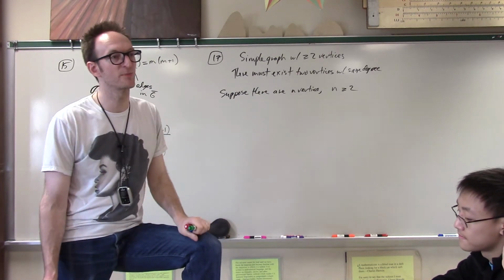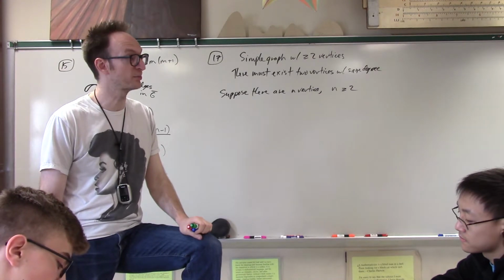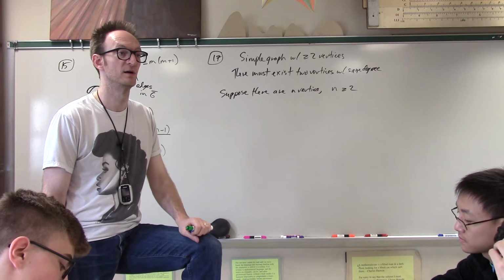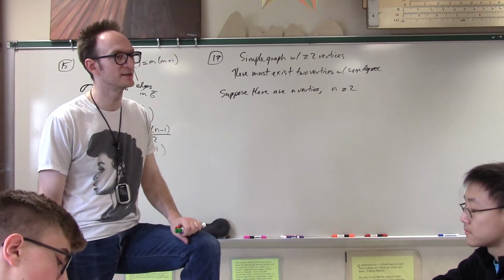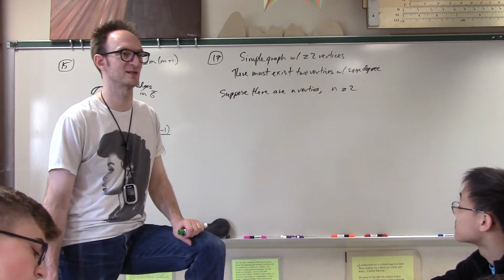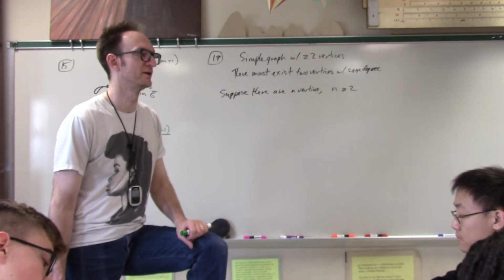So if each vertex has n possible degrees, and there are n vertices, then it doesn't immediately show why the pigeonhole principle applies. So that's why this is not that simple a problem. There's a little bit more going on.